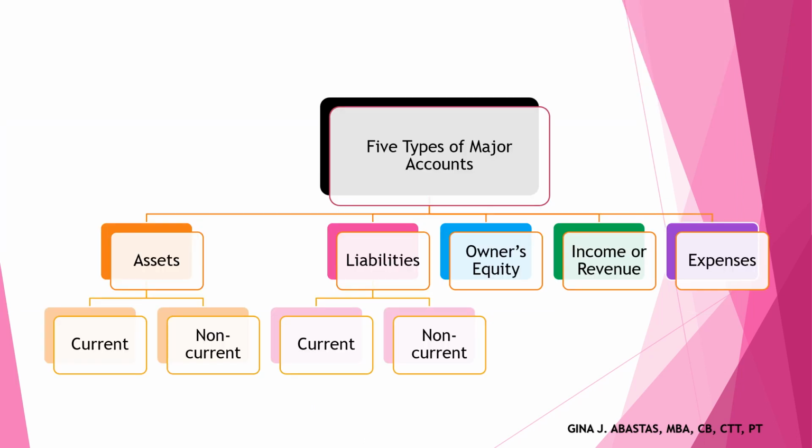So there are 5 types of major accounts. First, we have the assets, liabilities, owner's equity, income or revenue, and expenses.